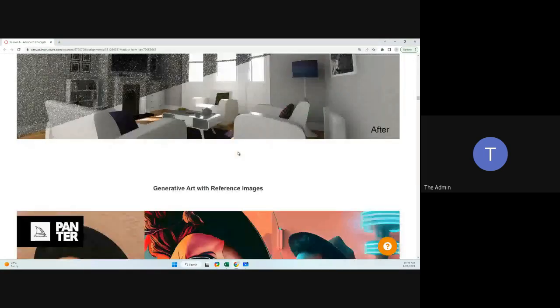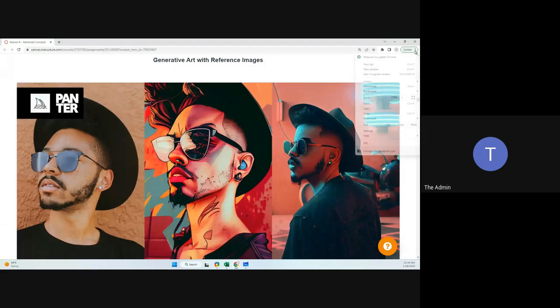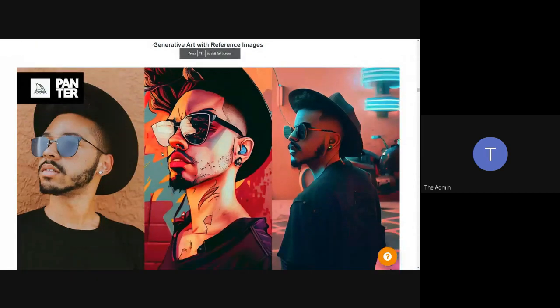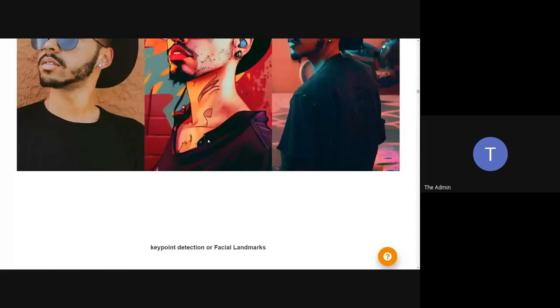Then we have something called generative art with reference images, where you're sending your reference image. The left one is the reference image, and the right one is the output we are getting. Something you do in Midjourney and Stable Diffusion kind of problems. Stable Diffusion is also going to be our last capstone project.